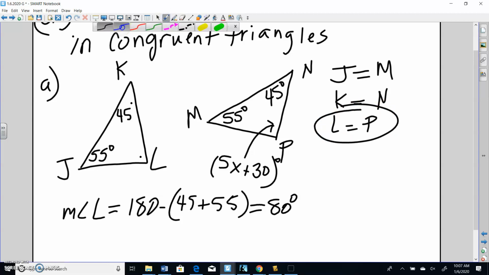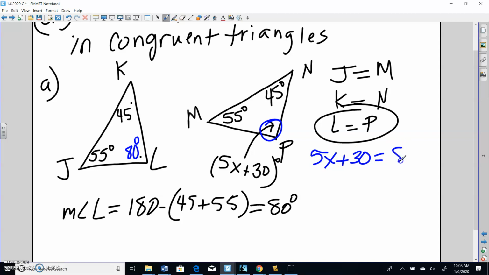So we can put in here, this is 80 degrees. We have something for this angle already. What do we have for that angle? 5x plus 30, right? So we're going to say that 5x plus 30 has to equal 80 degrees in order for the two triangles to be congruent. So what is x going to be so that when we plug it in there, we get 80 degrees? So it's a simple two-step equation. How do we solve for x in this case?